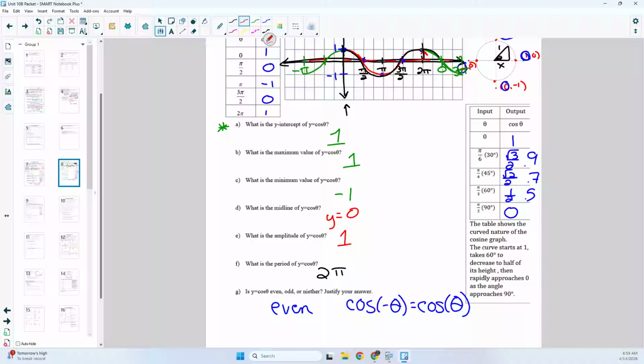We kind of wrote it in the other direction, but we wrote f of x equals f of negative x, right? And that would make an even function. So if I just flip those around, we see that that is true of cosine.